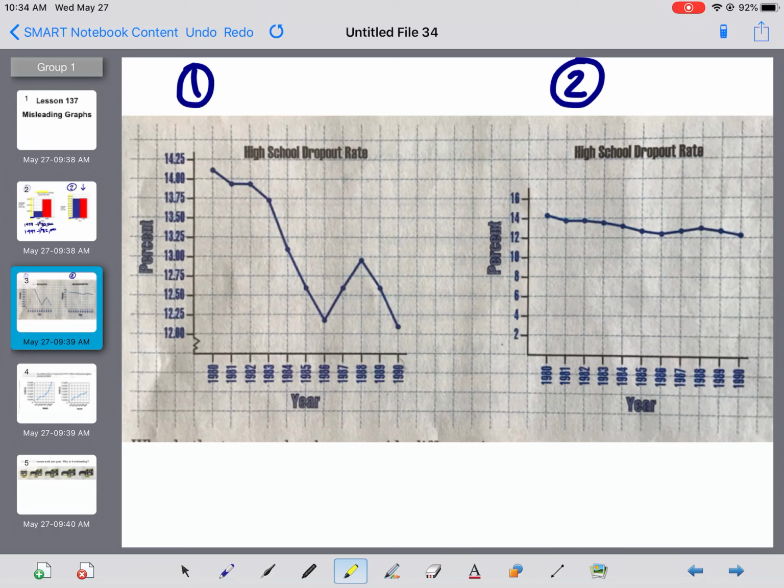But you'll notice, once again with the scale, graph number 1 does not start at 0, whereas graph number 2 starts at 0. So showing the same information, but because graph number 1 didn't start at 0 and the intervals are much smaller along that scale, it gives you the impression that there was a sharp decrease in the high school dropout rate. Whereas if you look at graph number 2, you'll notice there is a decrease. That line is going down, but it's not at such a drastic rate, so you can get a more accurate impression of really what's happening there.